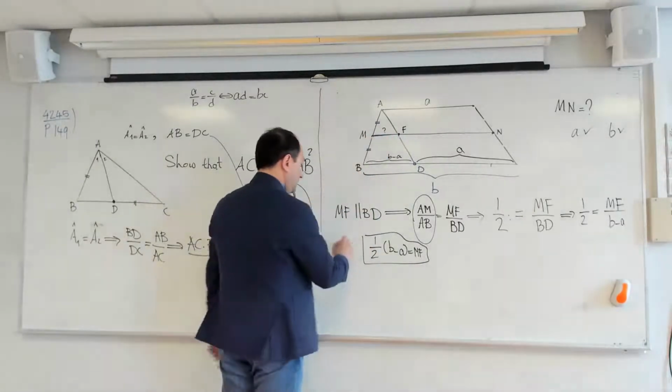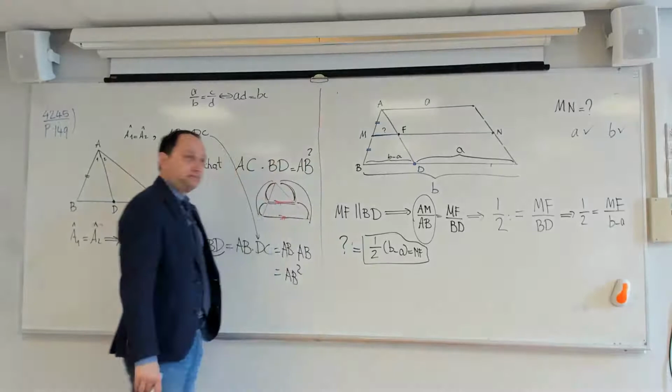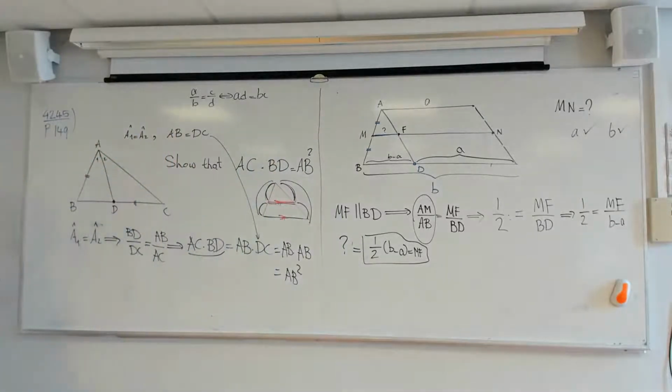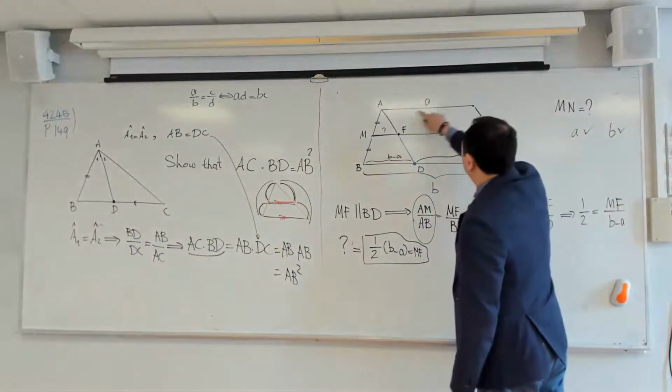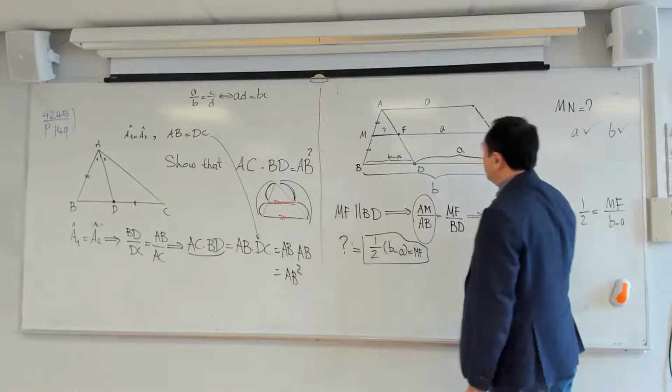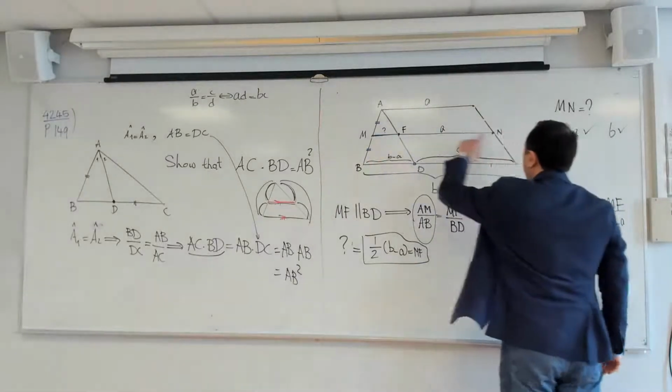This question mark is this. And then Fn is equal to A also. Yes, Fn is also equal to A, because this is also a parallelogram. If that's A, this part is also A. And I am looking for finding Mn.